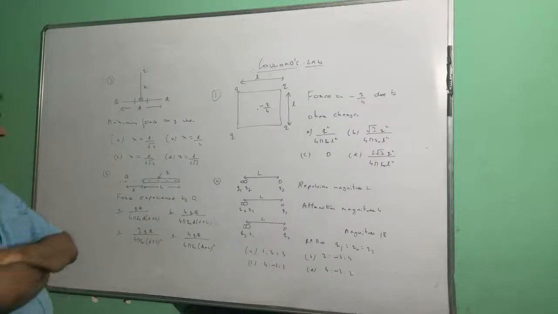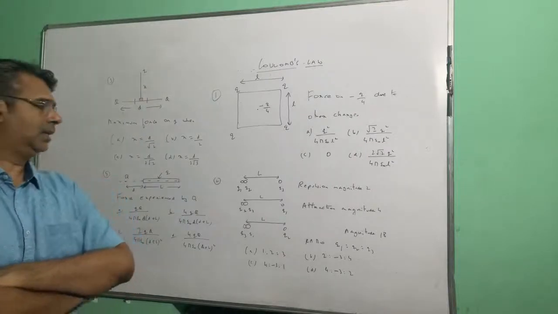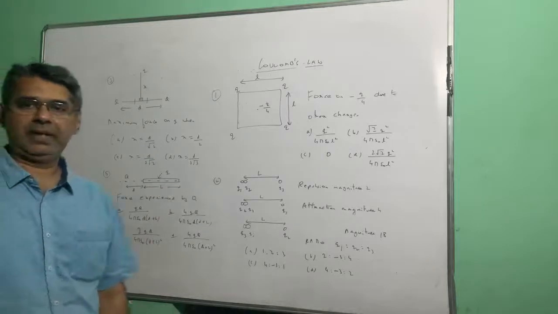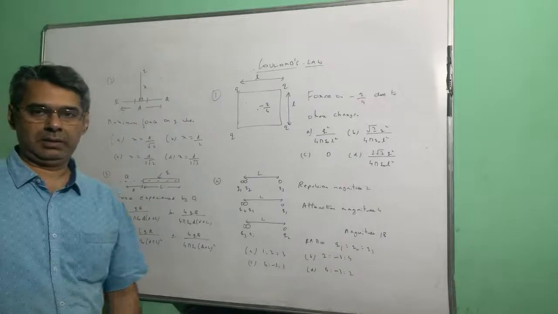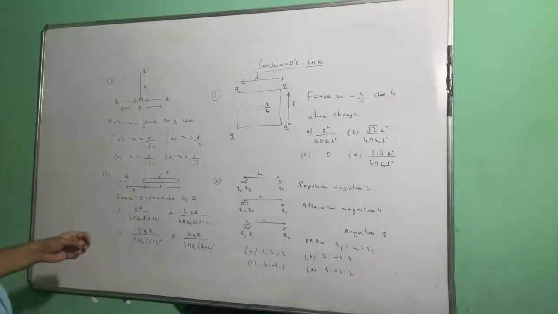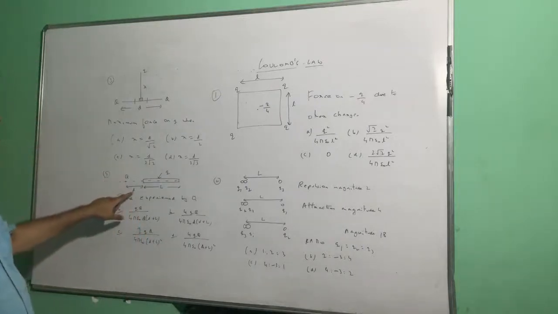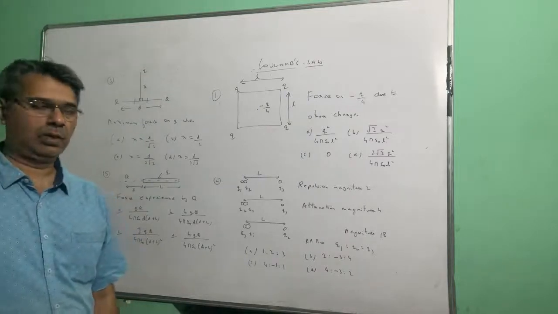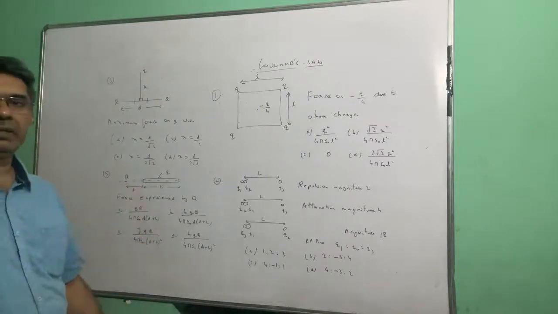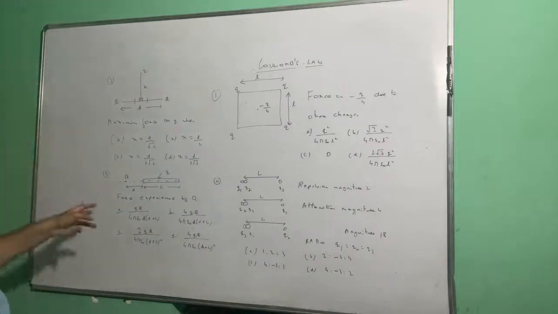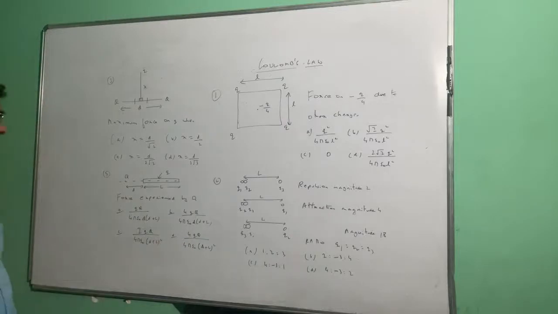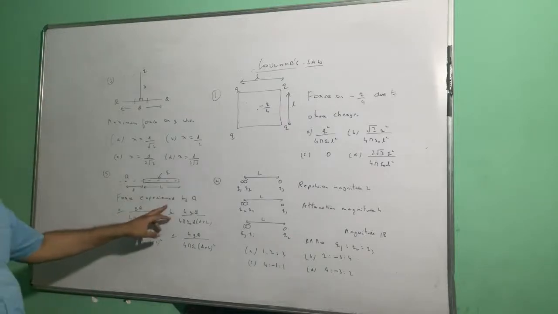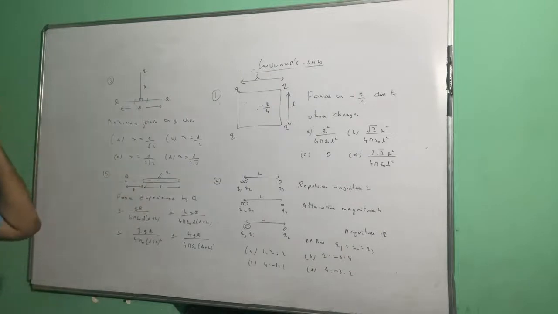Question number 4. There is a non-conducting rod of length capital L, and this non-conducting rod contains a charge small q, and there is a charge capital Q at a distance small d from the end of this rod. So with this background, you have to say what is the force experienced by capital Q. With these details you have to say.